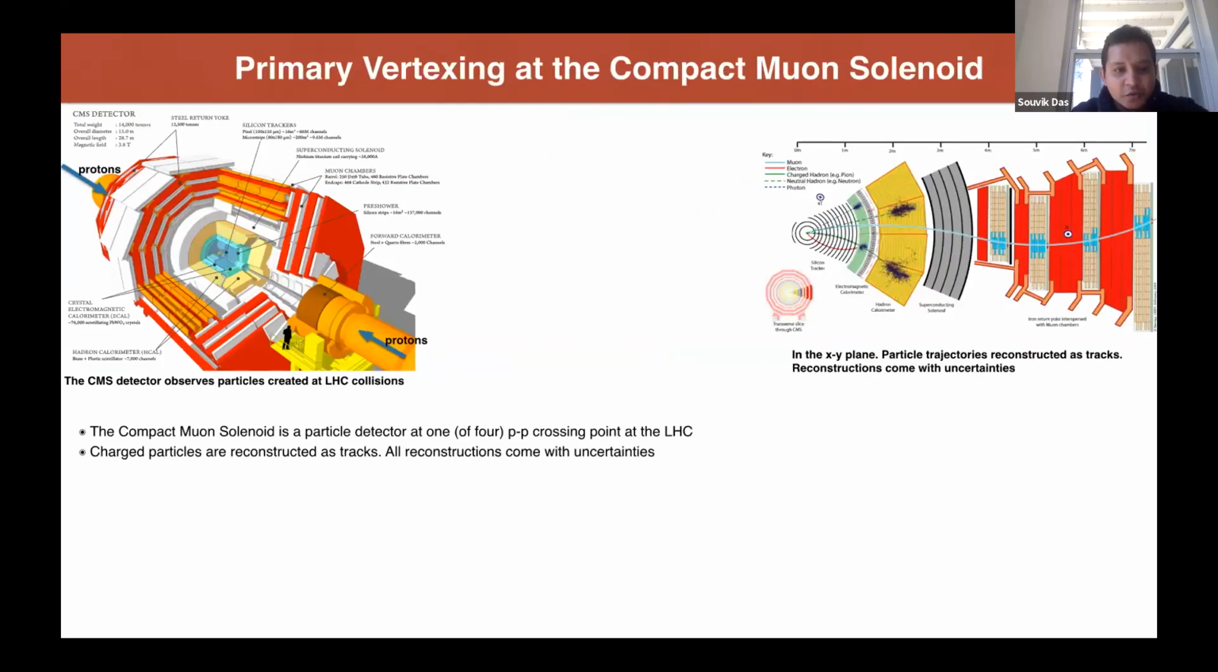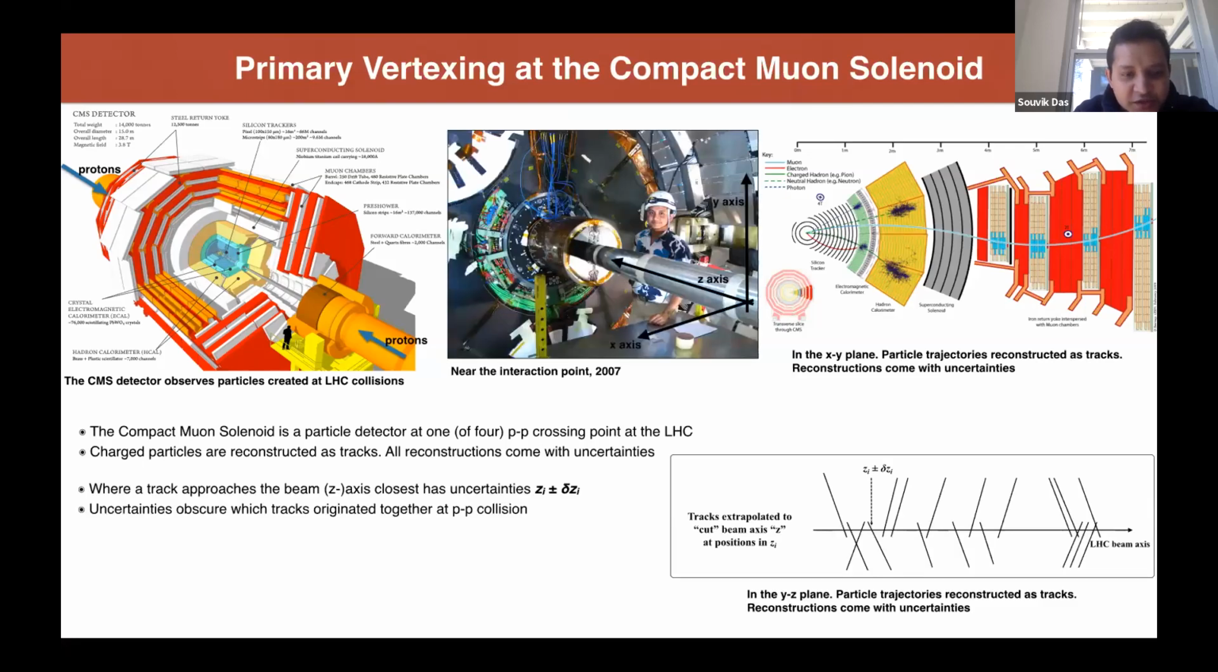Okay, so how do we do it? We have the CMS detector as one of the 4 detectors at the LHC. The one I work with is the Compact Muon Solenoid. I have shown here where the protons come in from the two sides and then collide in the middle, and the charged particles are all reconstructed as tracks.